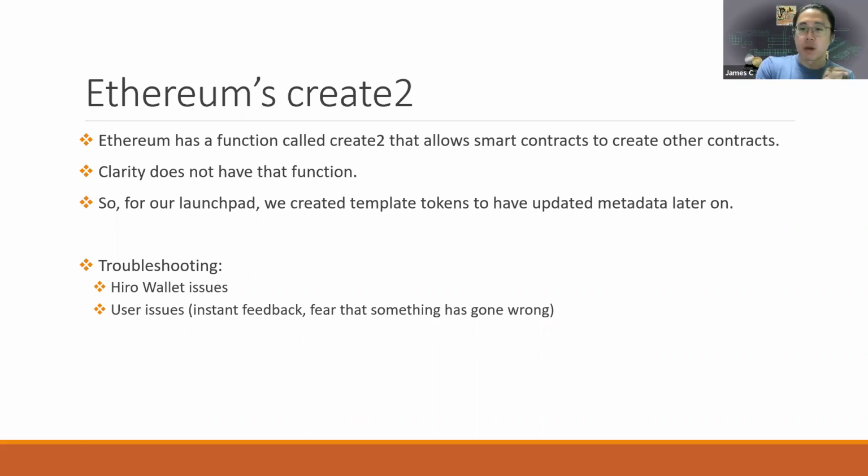So we created a token launchpad because Ethereum has a function called create2 that allows smart contracts to create other contracts. So you could easily have a contract that could pump out tokens. So far, Clarity does not have that function, which in my opinion is good for safety purposes. So for our launchpad, we created template tokens to have updated metadata later on. So we have all these tokens with information that hasn't been filled in yet, and it allows you to fill it in on the token launchpad.